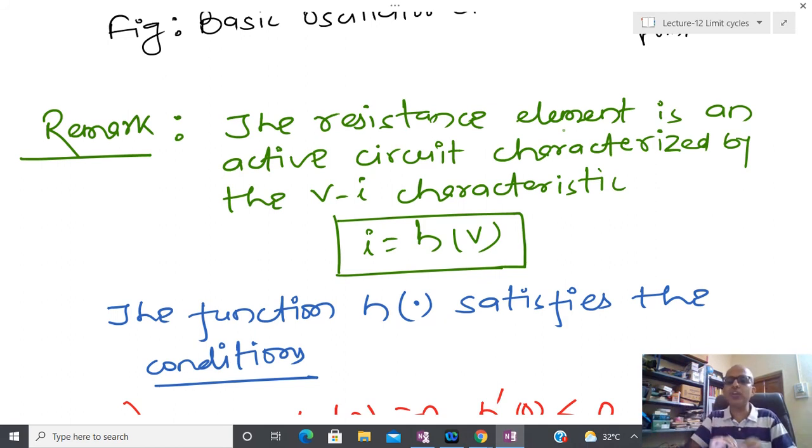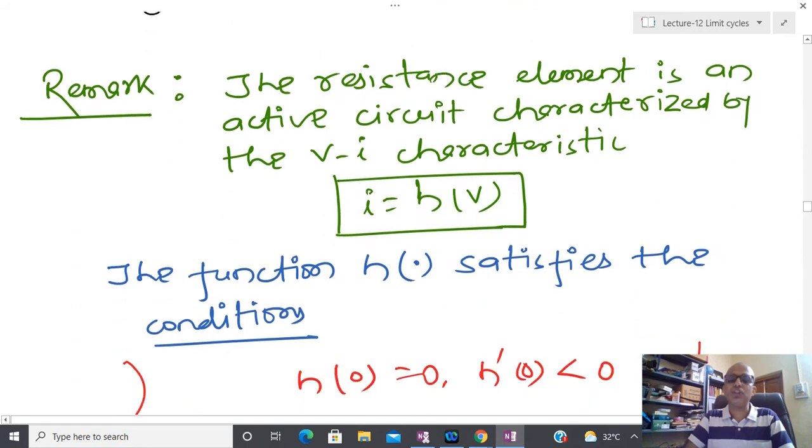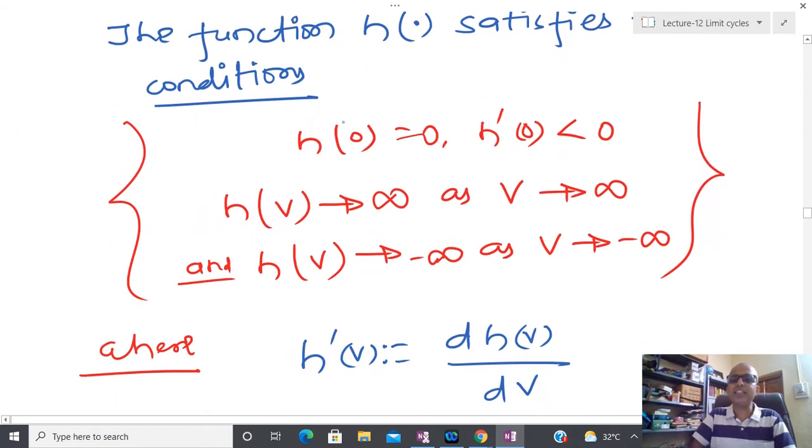Whatever energy is going to be dissipated across the resistor, you have to supply the same amount of energy. And how to do that? You have to construct some kind of resistive element which can work like an active circuit and provide some amount of energy. And if you see the characteristic, it is obvious that H equal to 0 should be 0, and after that, if V tends towards infinity, H also tends towards infinity. If V tends towards minus infinity, then H also tends towards minus infinity. And if you see the slope, the slope should be negative in the vicinity of the equilibrium point.